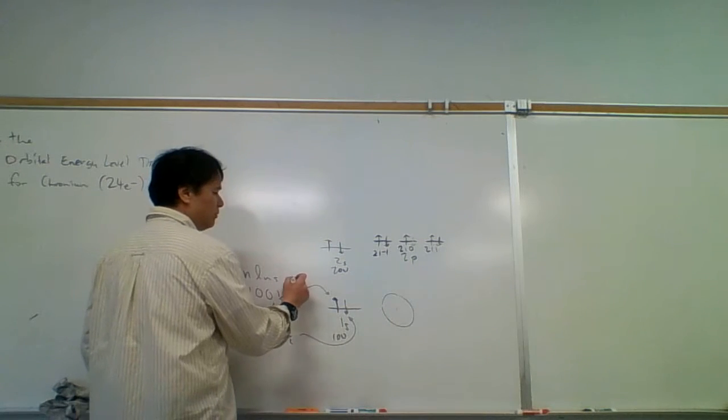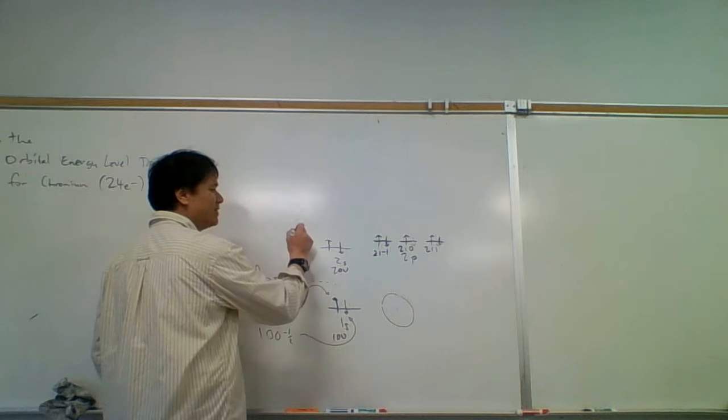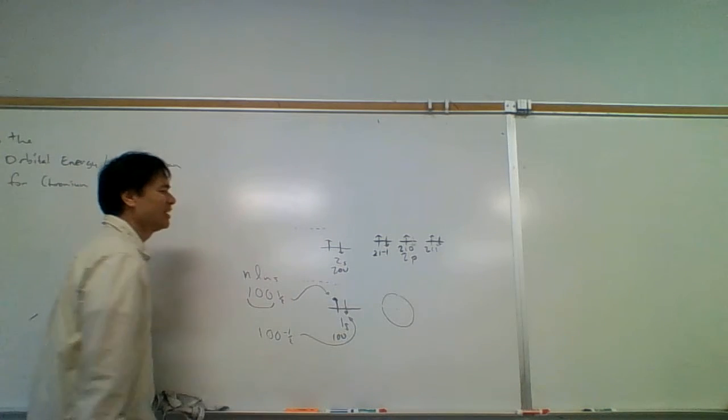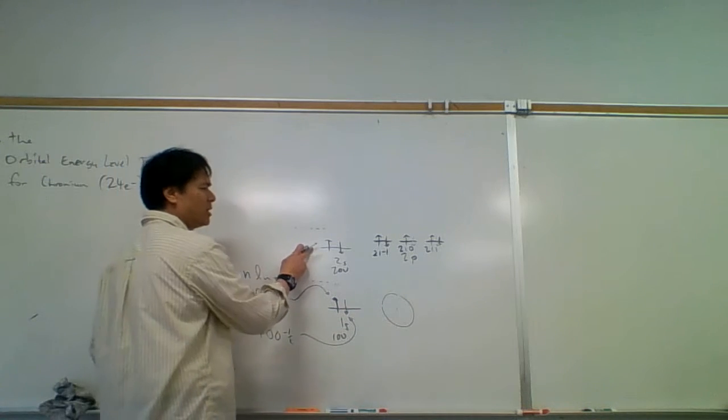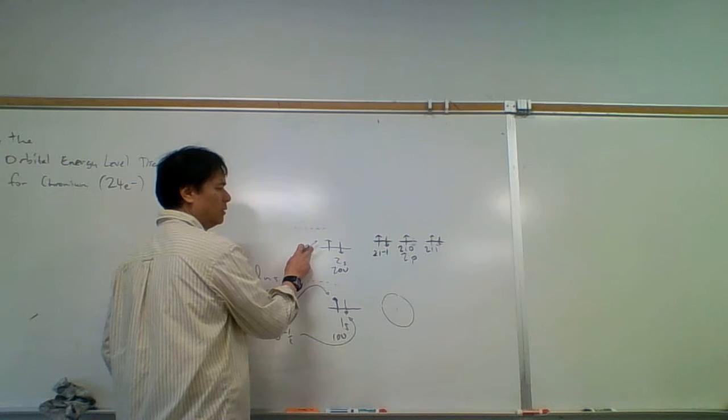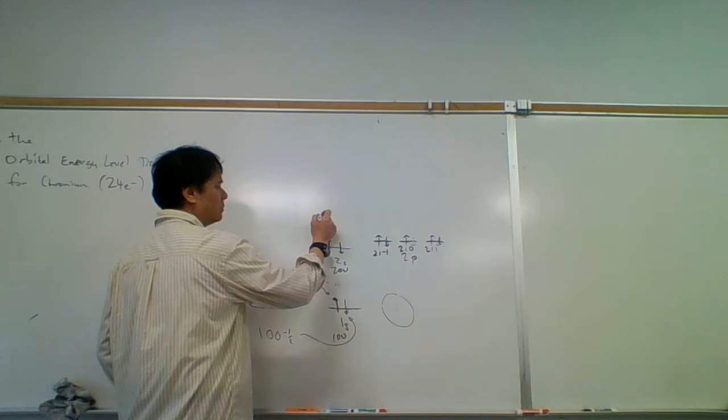All right, so we filled the first shell. Now we filled the second shell. And we got to keep going, right? We're going to go into the, what's in the next shell? What orbital do we get into the next shell? The 3s.